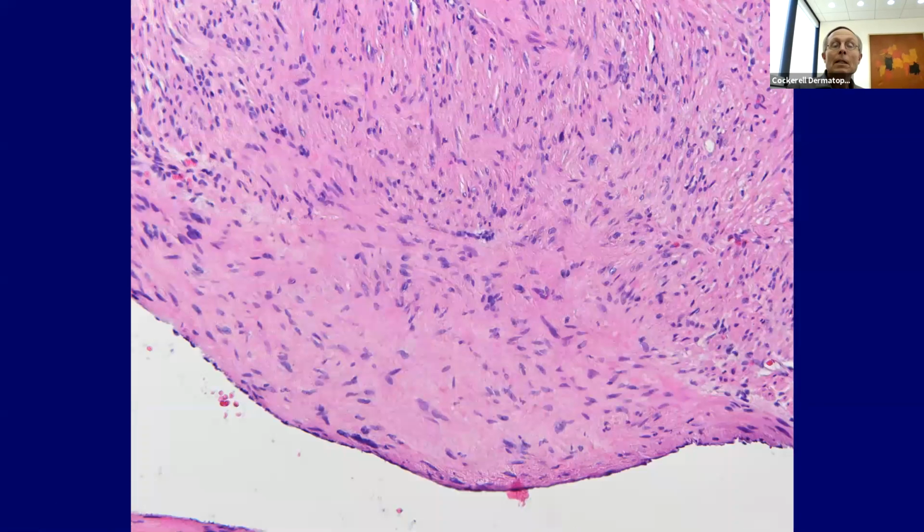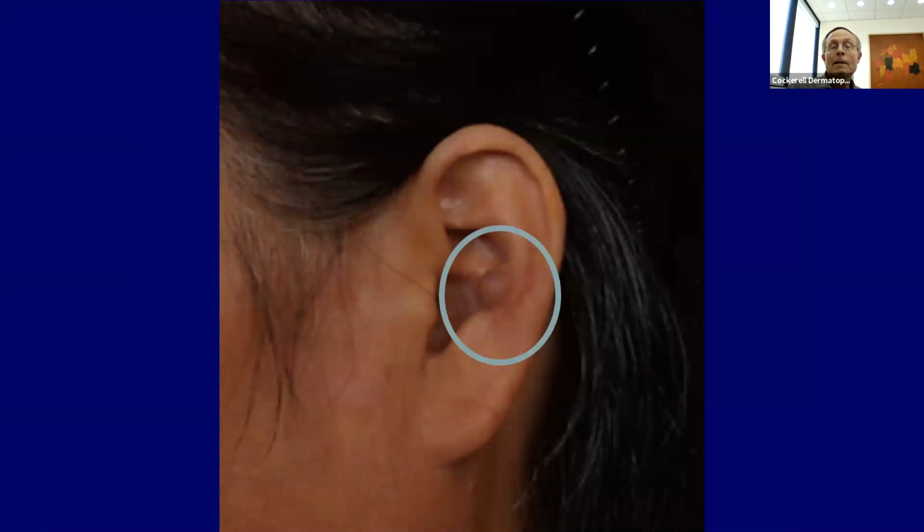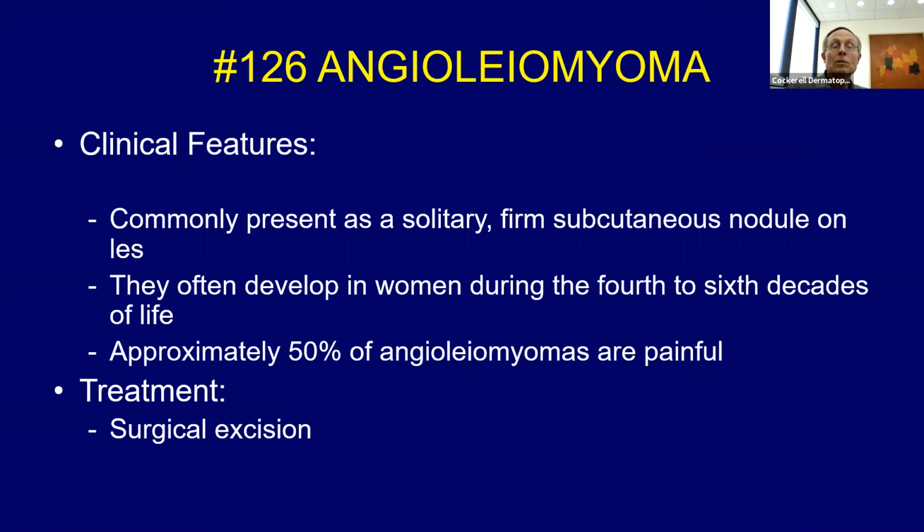Okay, so good, you got the muscle part, that's good. And if it looks like a round nodule that shells out, think about angioleiomyoma, okay? And these can look like this, or they can just look like a subcutaneous nodule. And they can come in as a cyst or something like that. And these can be painful.